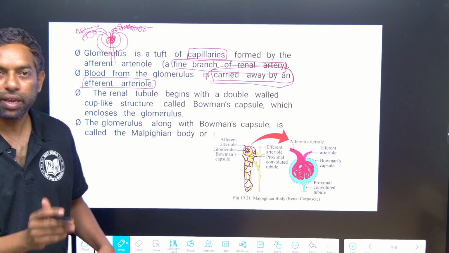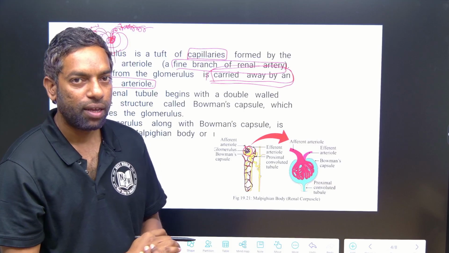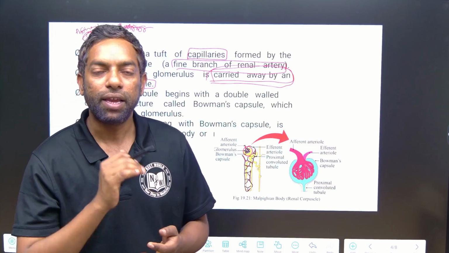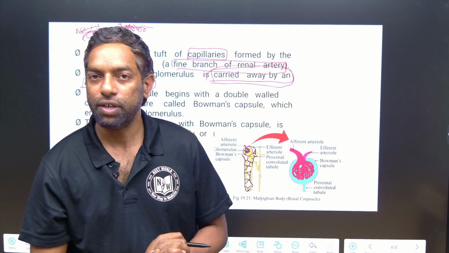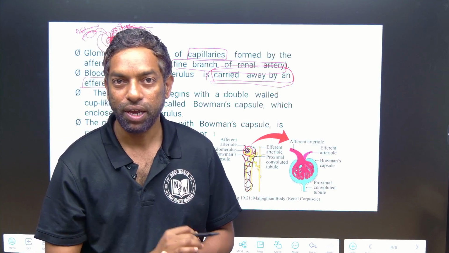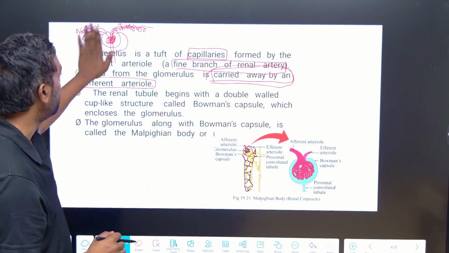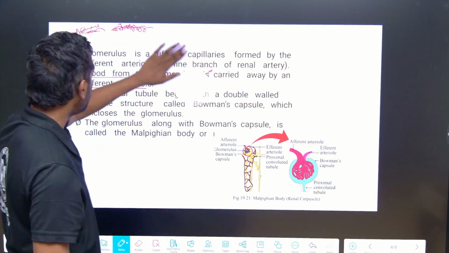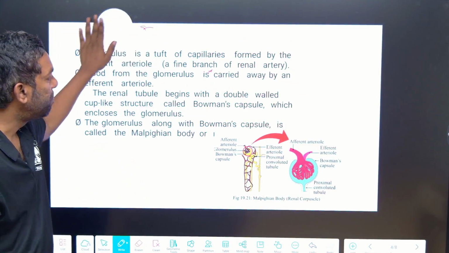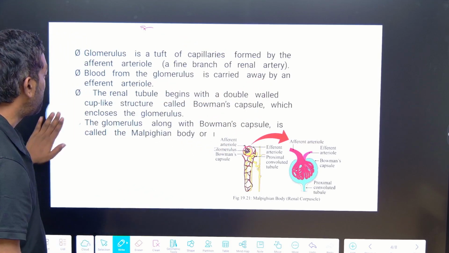Efferent arteriole, they carry out only blood. Afferent arteriole, they carry in blood as well as urea. And the renal tubules begin with a double-walled cup-like structure.